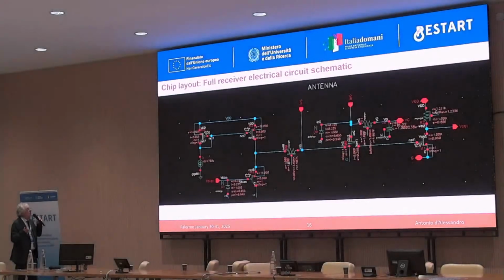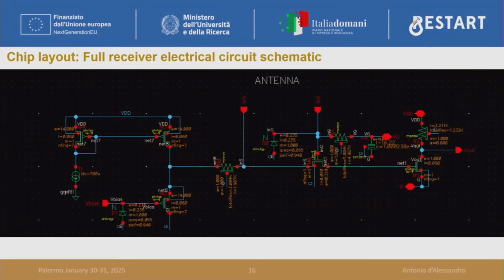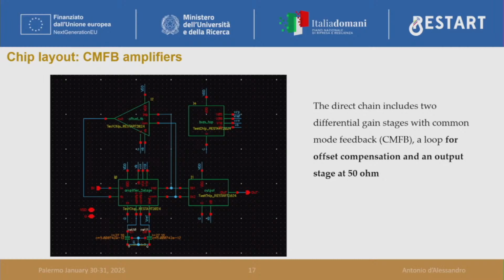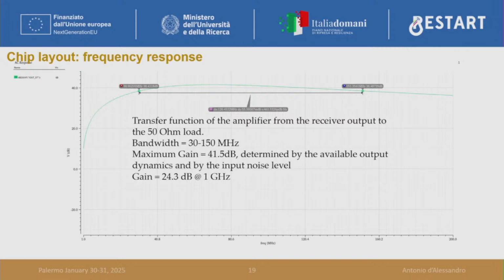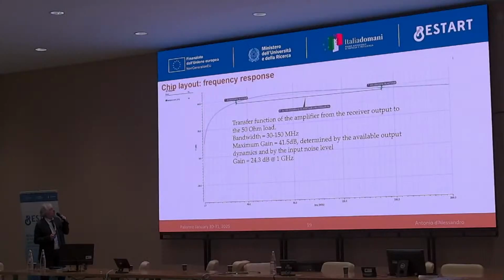I'll go very quickly here, just to give you the full receiver electrical circuit schematic, and I'd like to draw the attention to the amplification stage, which is provided with a common mode feedback for offset compensation and an output stage at 50 ohm, just the details to give you an idea of the circuit. But then the circuit was, in the end, simulated showing a bandwidth between 30 and 150 megahertz, where the signal to noise ratio is higher, with the maximum gain over 40 dB. Still, we have a good gain of 24 dB at 1 gigahertz.